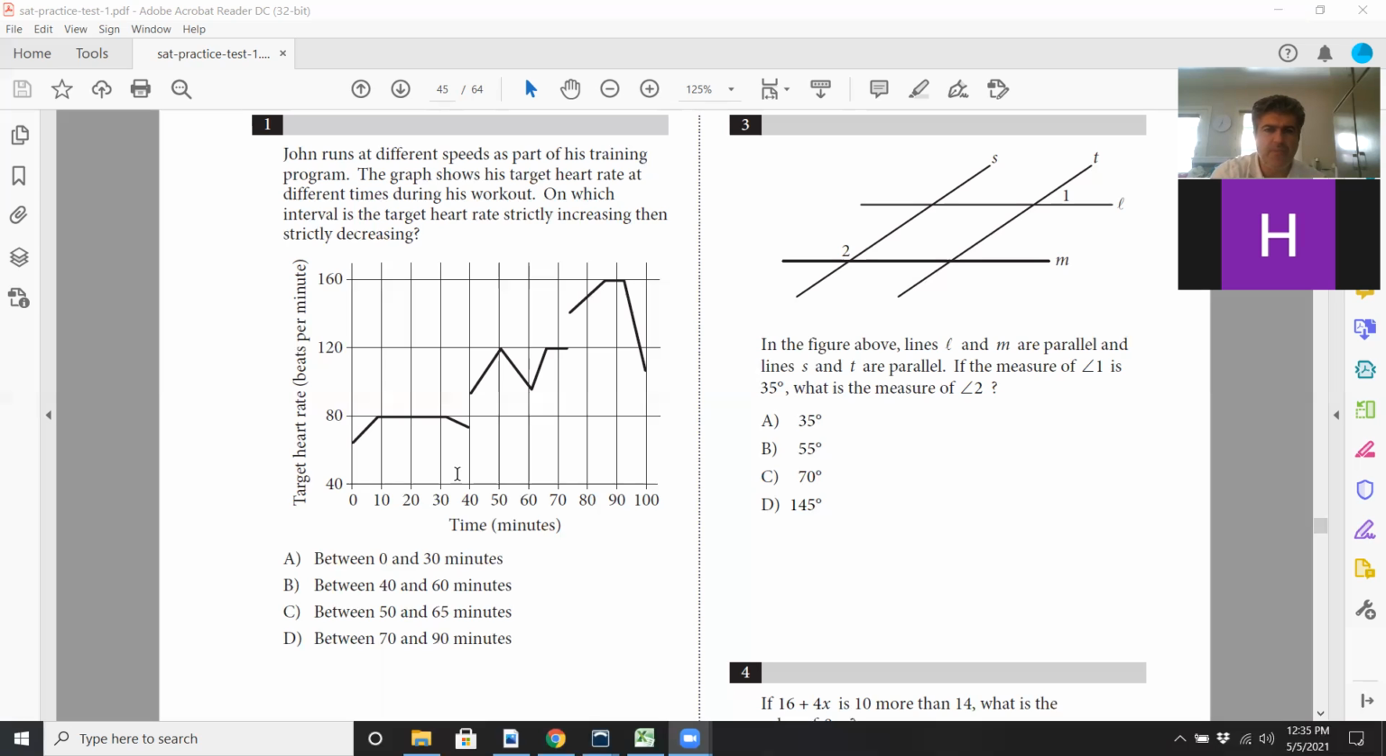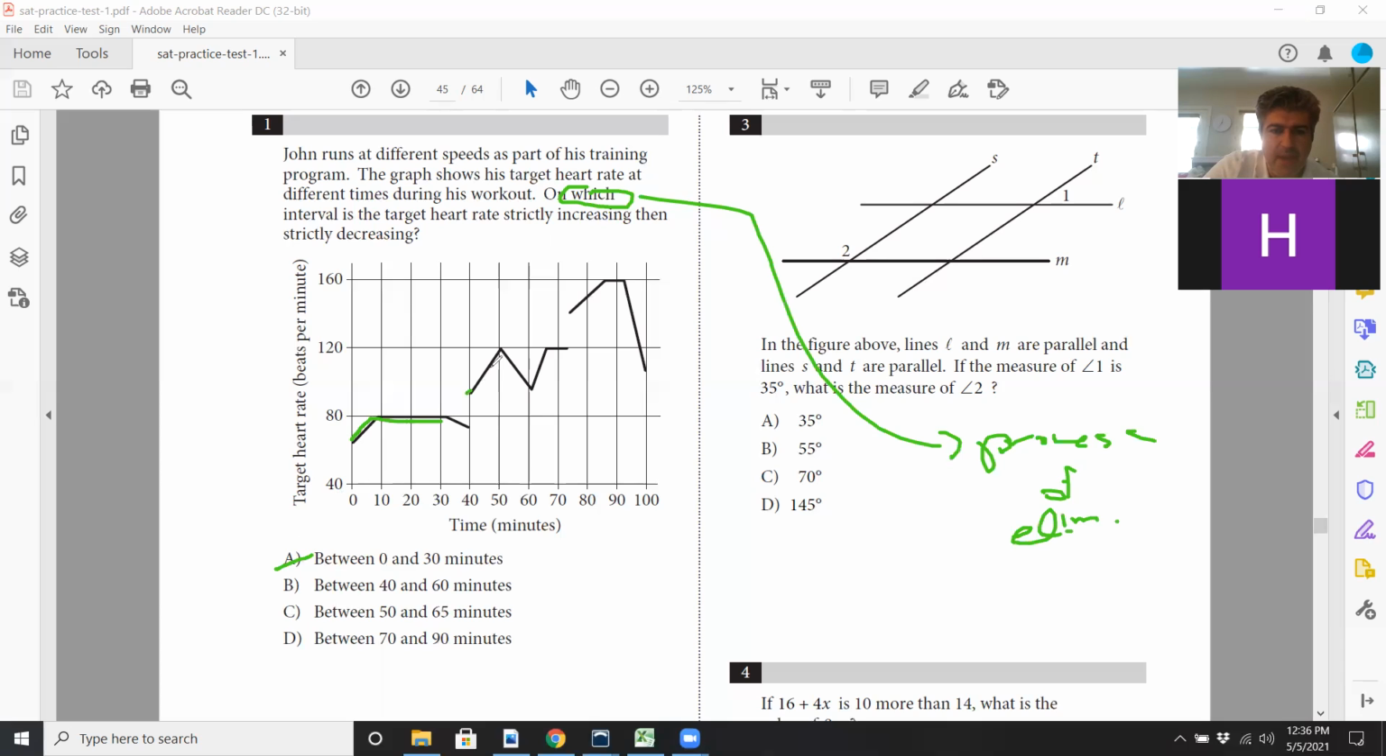John runs at different speeds as part of his training program. The graph shows his target heart rate at different times during his workout. On which interval is the target heart rate strictly increasing and strictly decreasing? Okay, so if we go from 0 to 30 minutes, and here's another thing too, typically when you say which or which of the following, that's usually going to imply a process of elimination technique. So between 0 to 30, obviously it's increasing, but then it stays flat. So it's not strictly increasing or decreasing because it does stay flat for a certain portion.